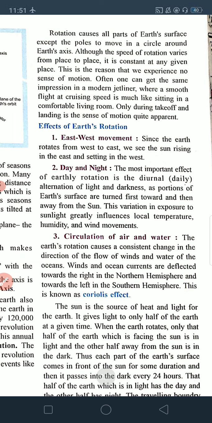The speed in Asia itself is constant. So this is the reason why we do not experience any sense of motion, क्योंकि हमारे पास जो स्पीड है वो कांस्टेंट है, इसीलिए हमें कोई सेंस ऑफ मोशन नहीं होता है. अर्थ रोटेट कर रही है, रिवॉल्व कर रही है, we do not have any sense of motion, हमें पता नहीं चलता.